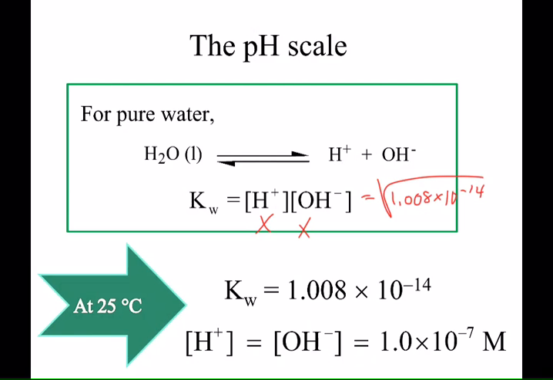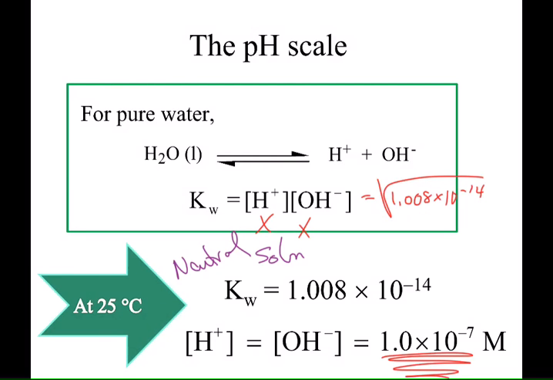Take the square root of 1.008 times 10 to the minus 14th, and you get 1.00 or whatever times 10 to the minus 7th, and that's the molarity of the individual ions when water has autoionized. Is that not fun or what? I'm going to call this a neutral solution. Does that make sense? They're equal.